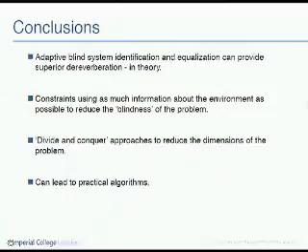So just to sum up the overall talk thus far, I think that adaptive system identification followed by equalization can provide really good dereverberation in theory, which is good to have, that it's possible to do. However, in practice, it's difficult because you have a lot of noise and other issues, so it takes quite a bit of tweaking to get things working.